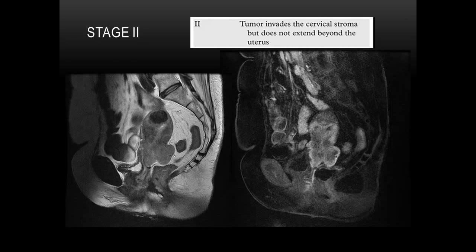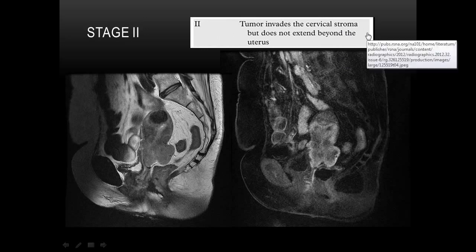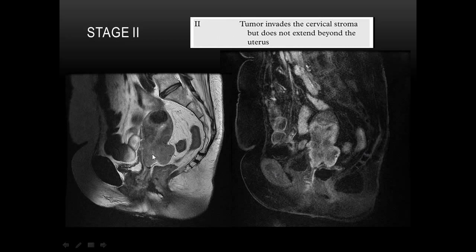This is an example of stage 2. The tumor invades the cervical stroma, but it does not go beyond the uterus. So you can see this infiltrative T2 intermediate has gone into the cervix, with heterogeneous enhancement. The cervix does not behave normally. Normally on post-contrast, the cervix remains T2 dark. You can see it's infiltrative into the cervix.